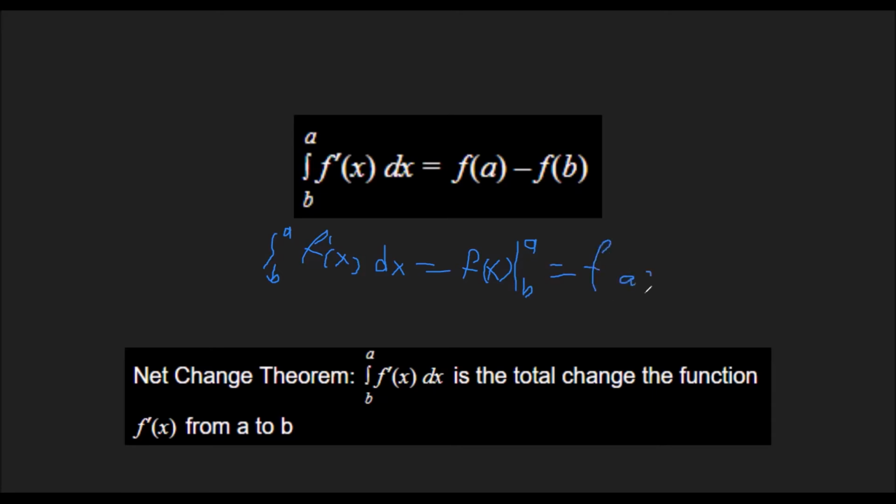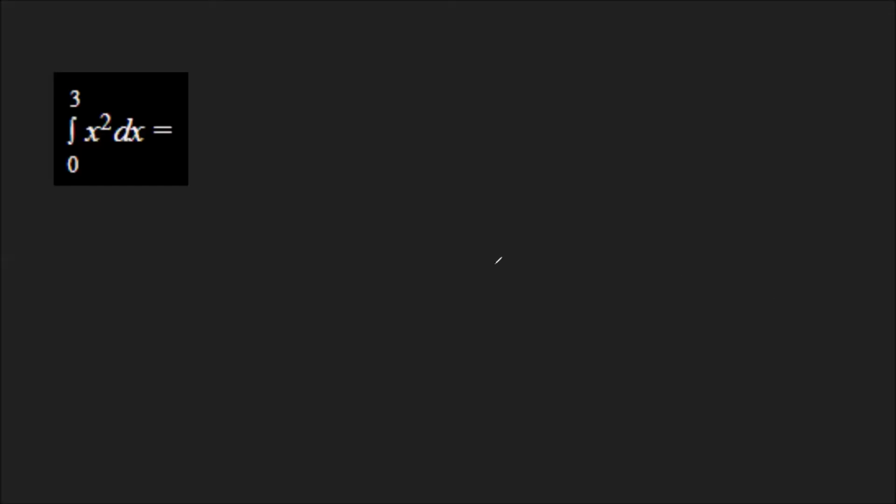And it's really quite simple. You just substitute a or b in for x. And I stated earlier that the integral from b to a of f prime of x dx is equal to the total distance traveled. And this is known as the net change theorem. It's pretty useful. All right, let's get into the examples.